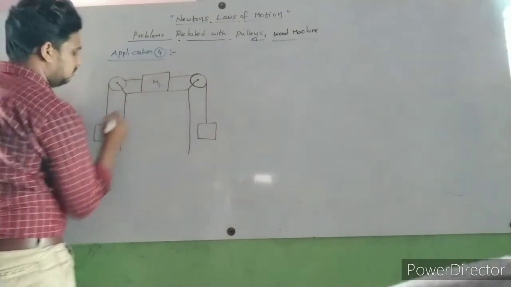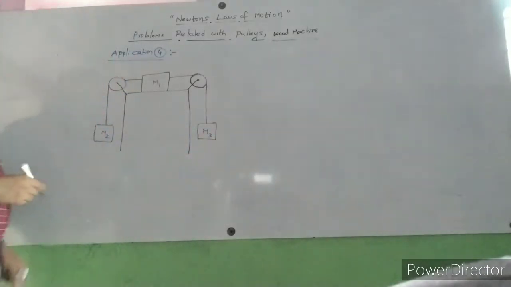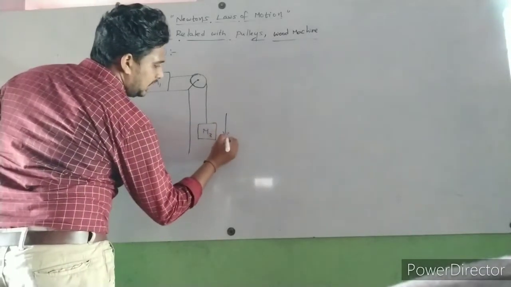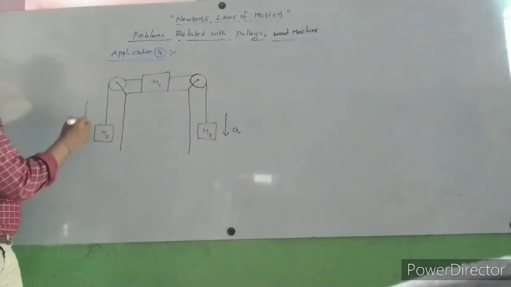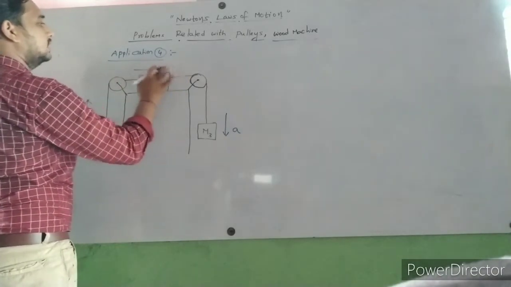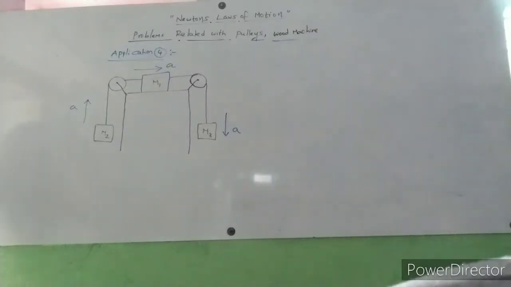This I consider as M1. This I consider as M2. This I consider as M3. Okay. So here acceleration is in this direction. Here acceleration is upward direction. Here acceleration is in this direction.